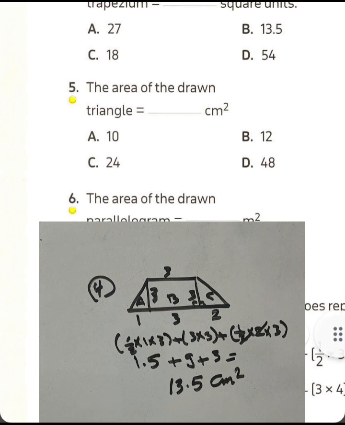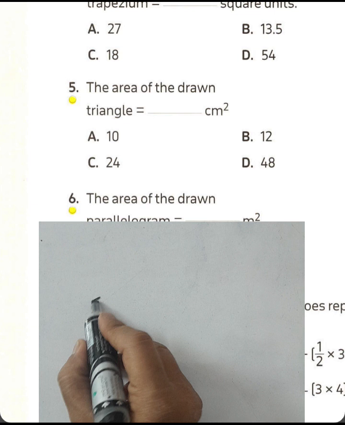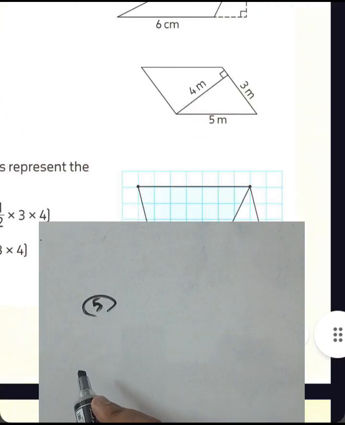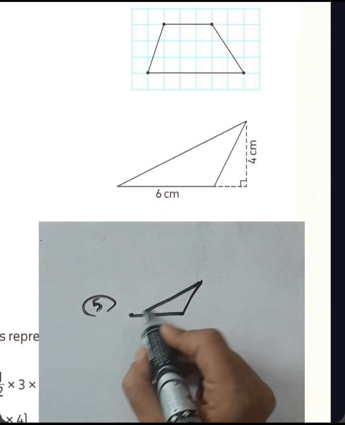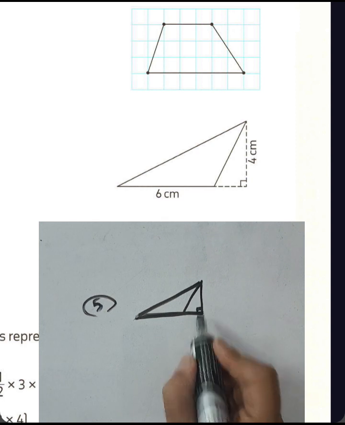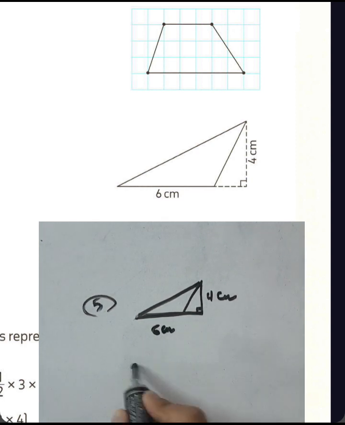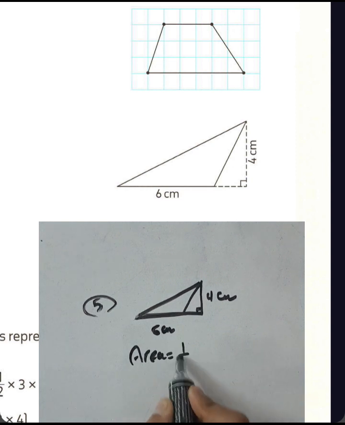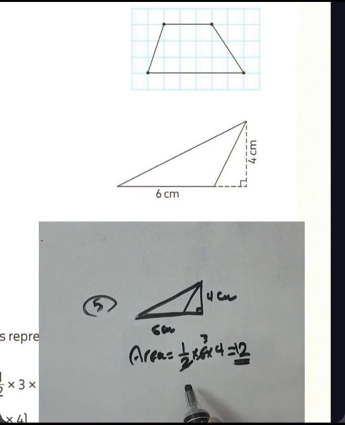Question number 5. The area of the triangle equals half times base times height. In the triangle here, the base was 6. It was an obtuse triangle, and the altitude will be outside of this triangle. Okay, then we have 6 centimeters and 4 centimeters. Then the area will be half multiplied by 6 multiplied by 4. Half of 6 will be 3. 3 times 4 equals 12. Then the area will be 12 square centimeters.